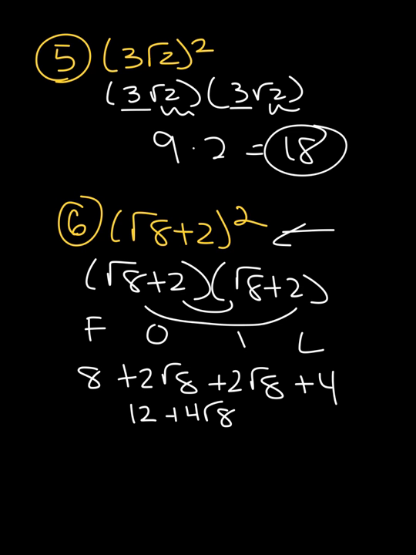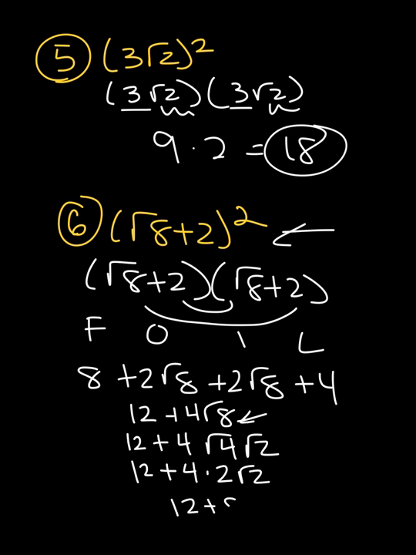And at this point, I realize that 8 has a perfect square that goes into it, so I need to do that step. So I have 12 plus 4 times the square root of 4 times the square root of 2. So I have 12 plus 4, square root of 4 is 2, root 2. So my final answer is 12 plus 8 root 2.